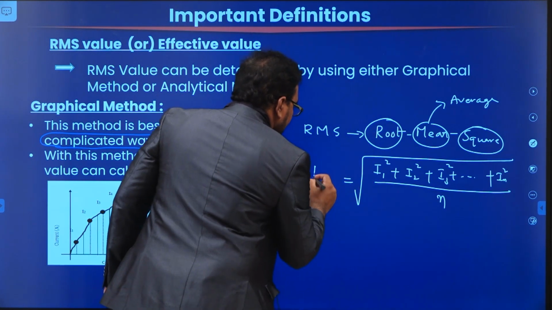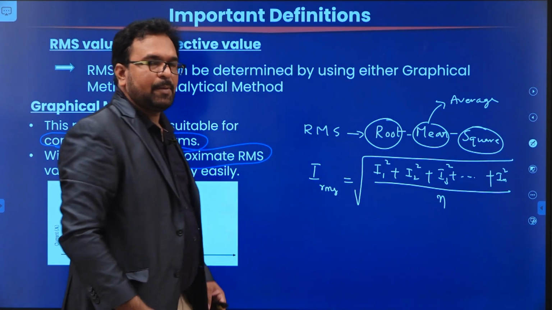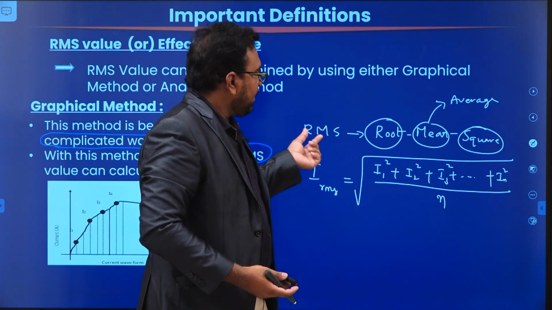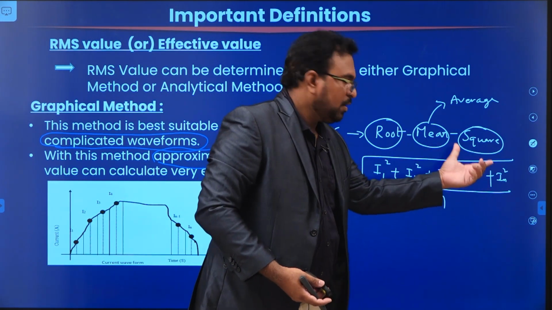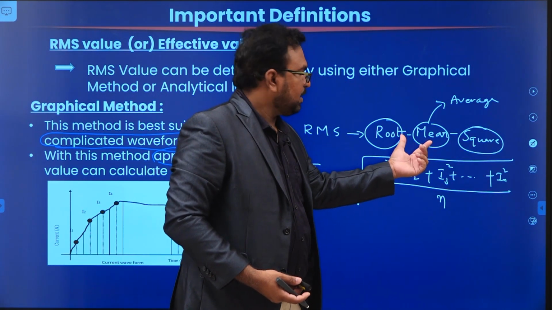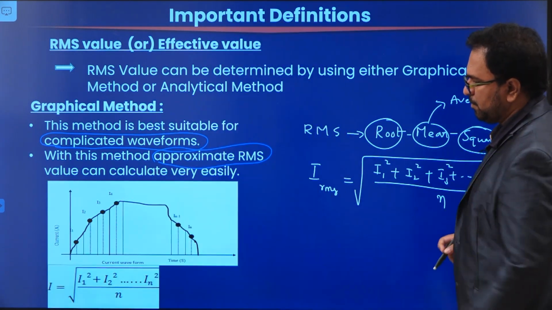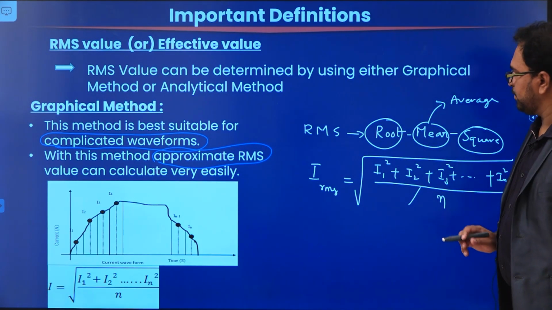So this is called IRMS. Okay. So root mean square can be calculated from the opposite side. First you are going to do the square of all the instantaneous values. Next you are going to take the mean of the instantaneous values. Then you are going to find out the root of those mean. See, root mean square can be expressed mathematically by using this formula.